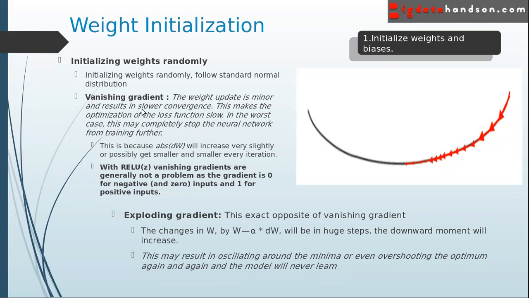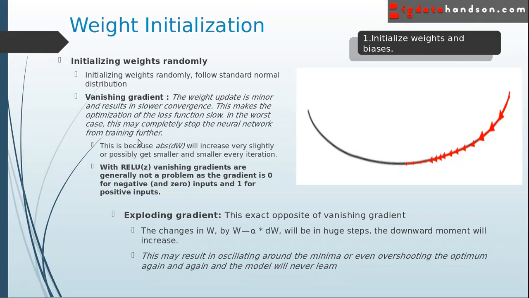So in the vanishing gradient, if you have a low weight, the weights are updated in minor steps with slower convergence. So on that time you will face the vanishing gradient. Okay. It's because the absolute deviation will increase very slightly or possibly get smaller and smaller every iteration. Okay. And with ReLU, vanishing gradient is generally not a problem. So we'll see later what ReLU is.